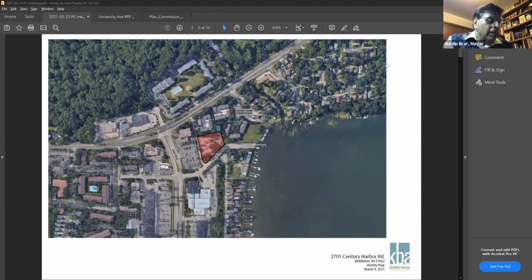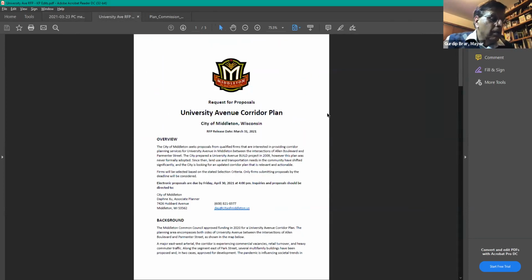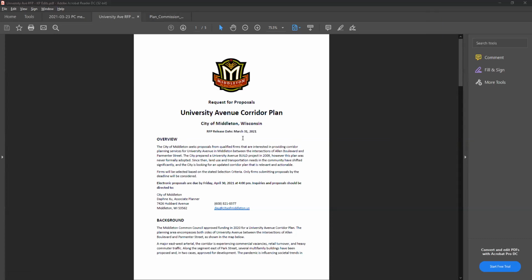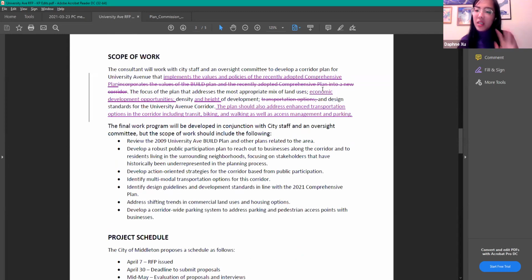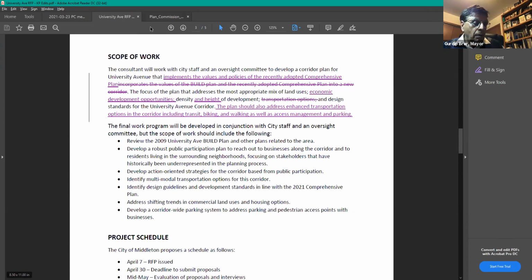Okay, thank you, everybody. So we are on to item number 6. That is the request for proposal for University Avenue corridor plan. So Abby, you're going to take it, or who is going to take it? Daphne. It's pretty straightforward. Alright, so thank you, Mayor. This is an RFP for the University Avenue corridor plan. Kurt sent in some suggested changes, which I've marked here for the plan commissioners to see. So he just added some language, but other than that, everything was presented in the packet.